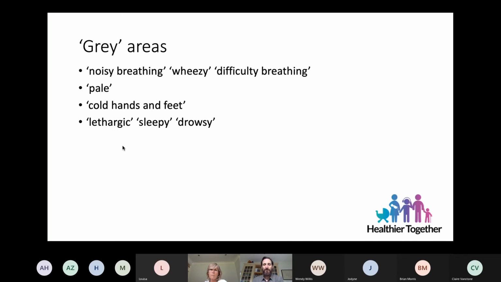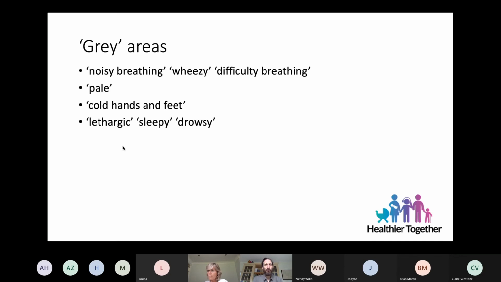So I mentioned briefly about grey areas. These are some of the ones that occur to me, and we can talk a bit more about them at the end. What I would say is that they're just ones that I think are worth spending a bit of time unpicking, what the patient or the parent means by that, and that it corresponds with what we're interested in.